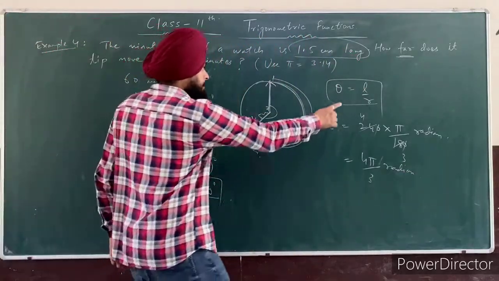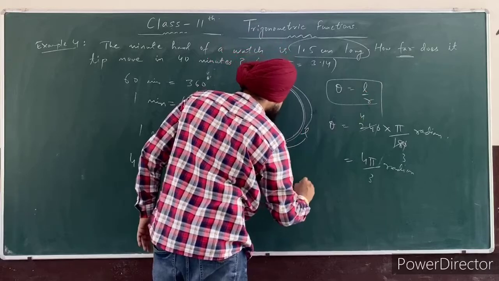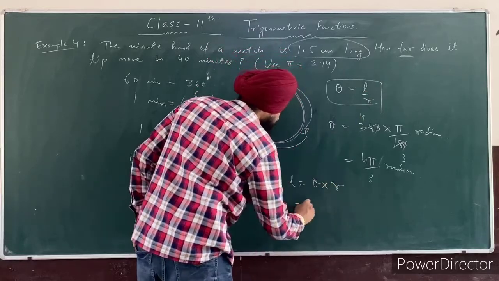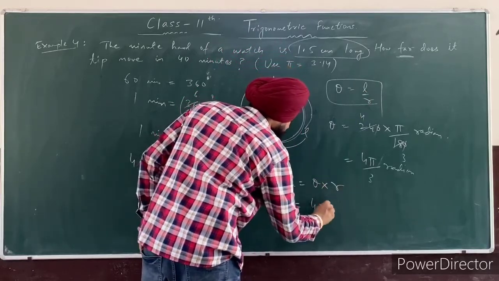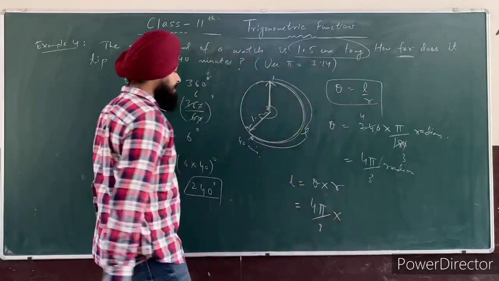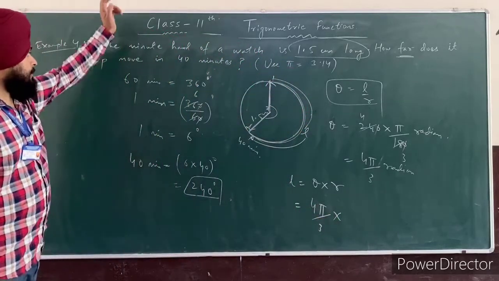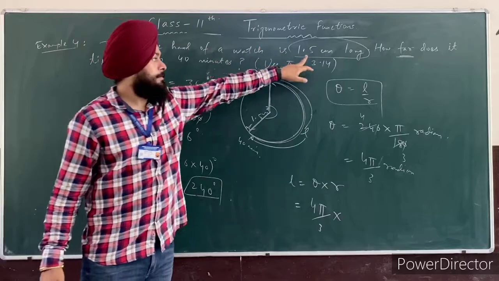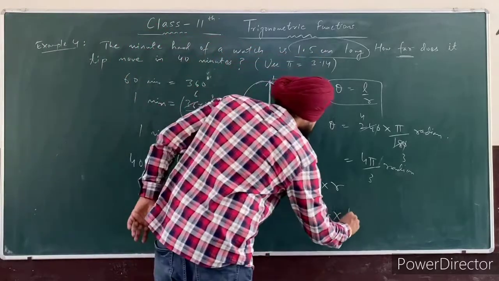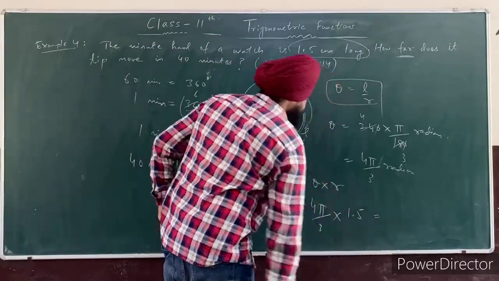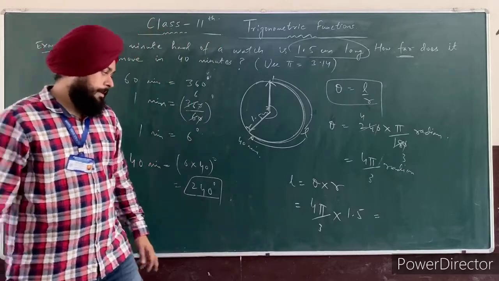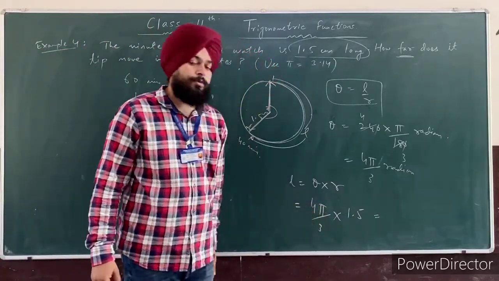Now we have to find the length of the arc. So L is what? Theta multiplied by r. Theta is 4π/3, and the radius is how much? The radius is 1.5. Clear, students? So 1.5 multiplied by 4π/3.